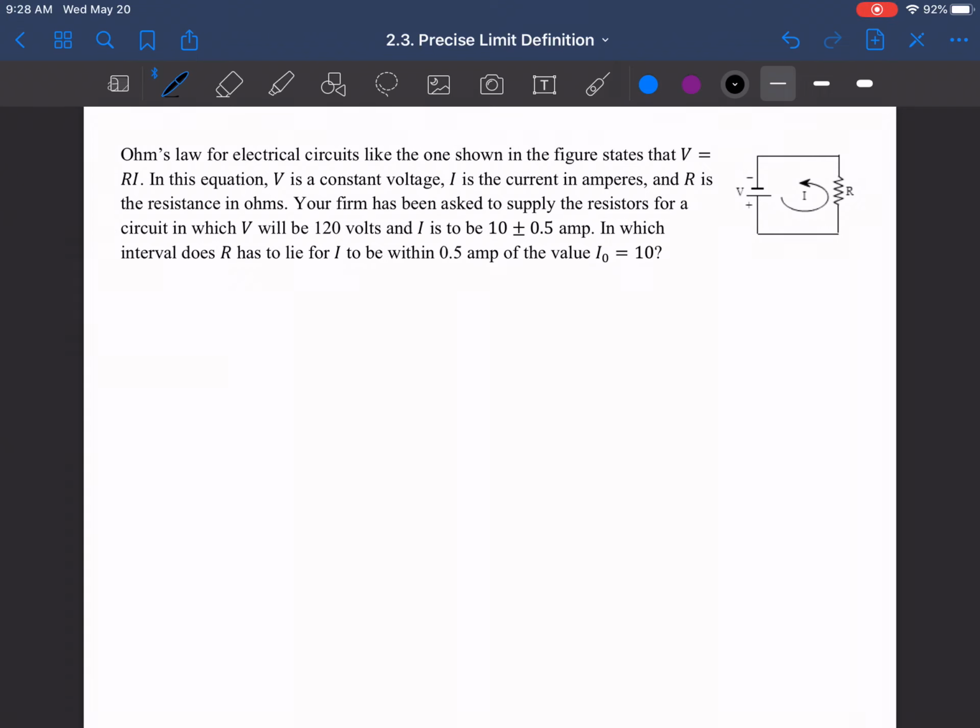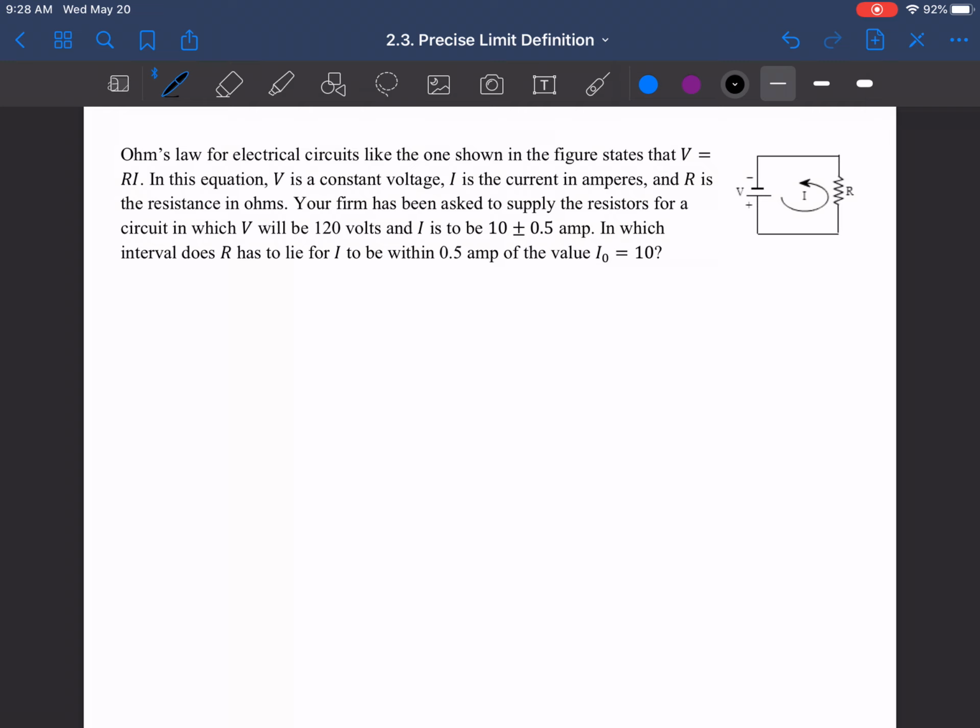Okay, we're going to go ahead and do this final part of 2.3. It's just this one problem, but this helps you relate it to things that come from science or even engineering. In this case, it would be like electrical engineering, or something you would even do in physics. So here we have Ohm's law for electrical circuits.